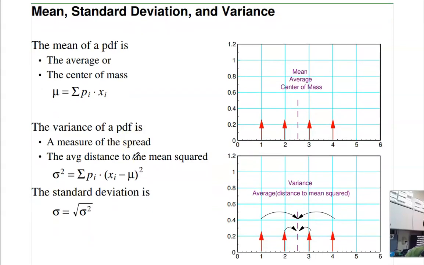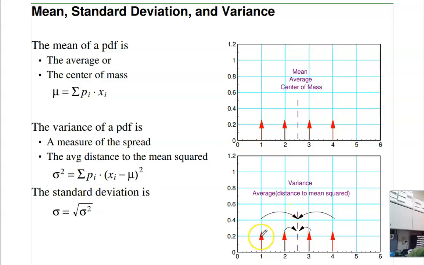Also some definitions: the mean and standard deviation. The mean is the average. The definition is the sum of the value times its probability. So for a four-sided die, the average is 2.5. The variance is the average square distance to the mean.